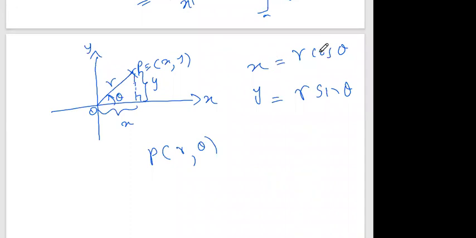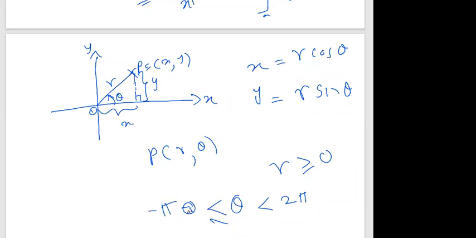And this is the relationship between rectangular or Cartesian coordinates and polar coordinates. Here r is a non-negative value, and theta is between 0 and 2 pi. So the parameter r is a non-negative number and theta is an angle. Some people take minus pi to pi.